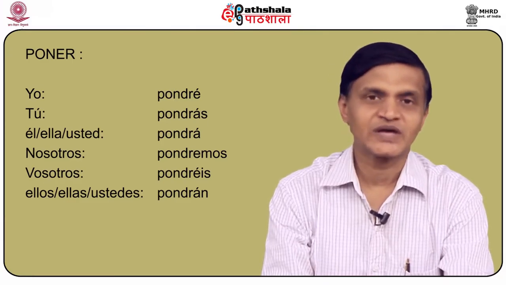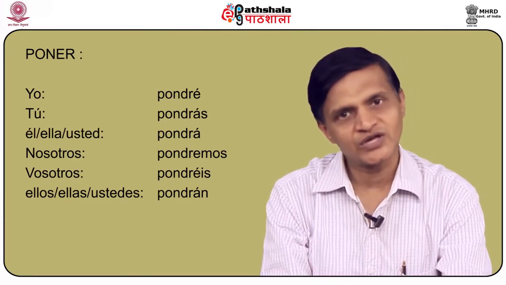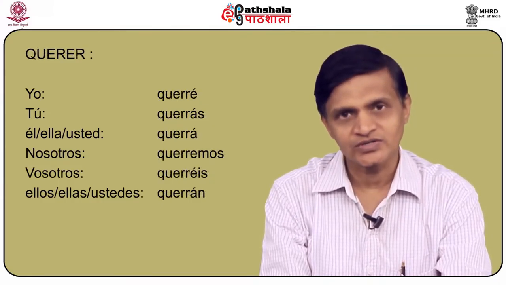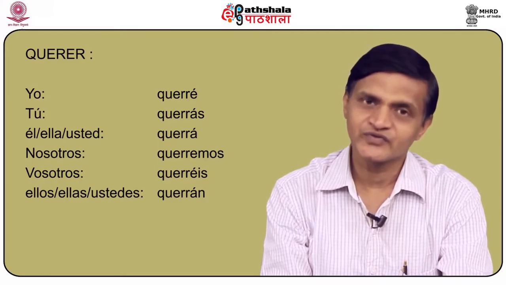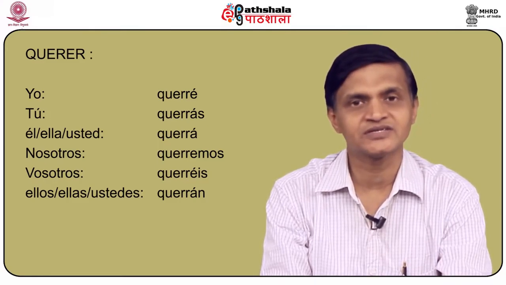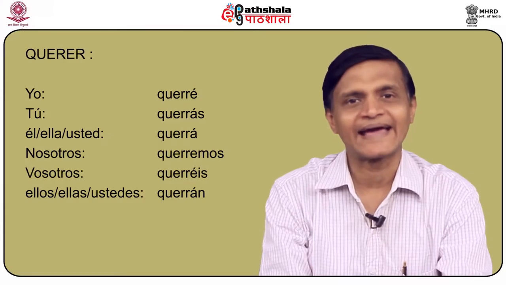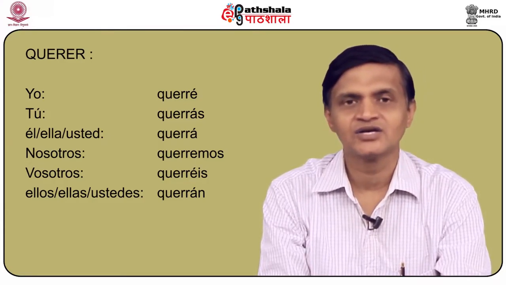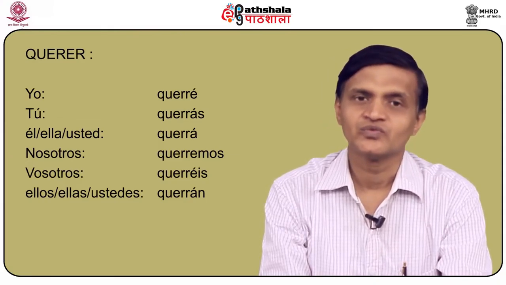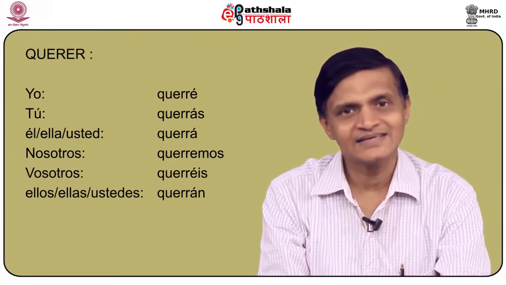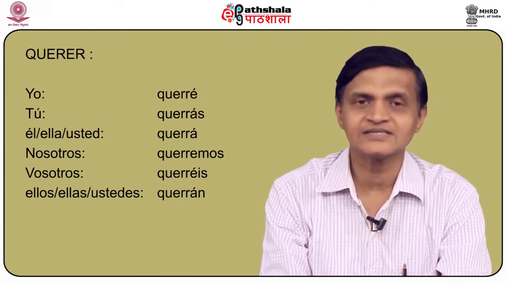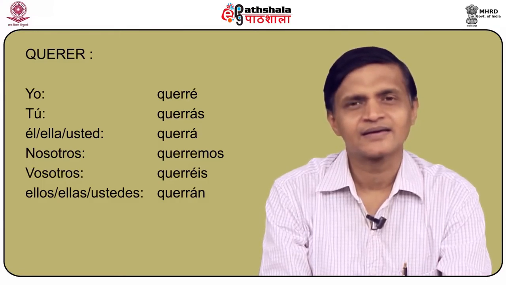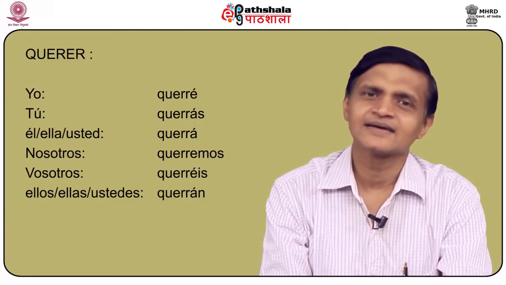Another verb which we have dealt with many times also and which is quite frequently used is a verb like querer, I like or to want, right? So, querer in the future tense in Spanish is conjugated in the following manner. Yo querré, tú querrás, él, ella, usted querrá, nosotros querremos, without accent, vosotros querréis, and ellos, ellas, and ustedes querrán. I repeat, querré, querrás, querrá, querremos, querréis, and querrán.